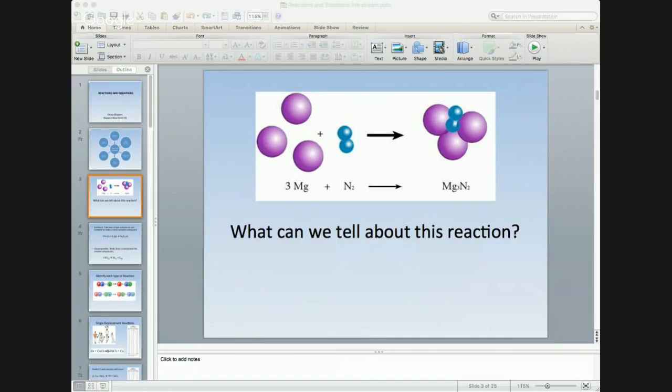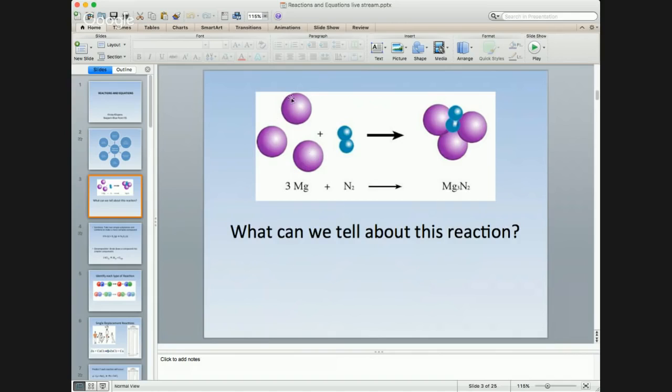Okay, so what can you tell me about this reaction here? Take a second and think about it. What can you tell about this reaction if you just looked at it? There are a couple different things you'd be able to tell. Okay, so when I'm looking at this reaction, I can tell 2 different things.